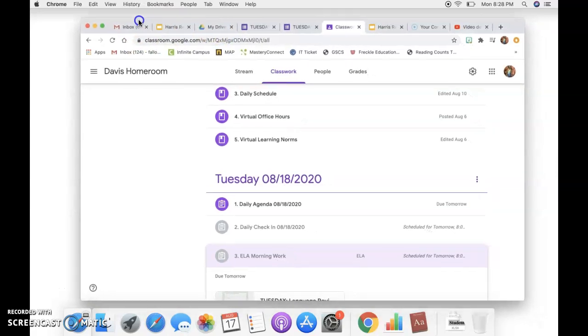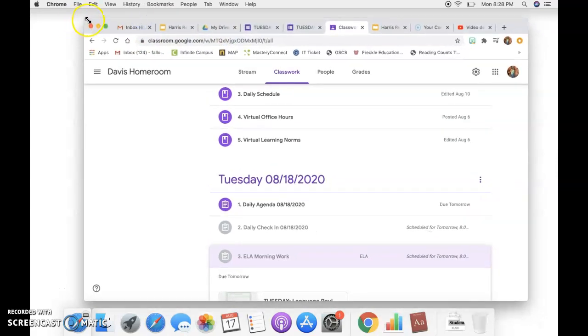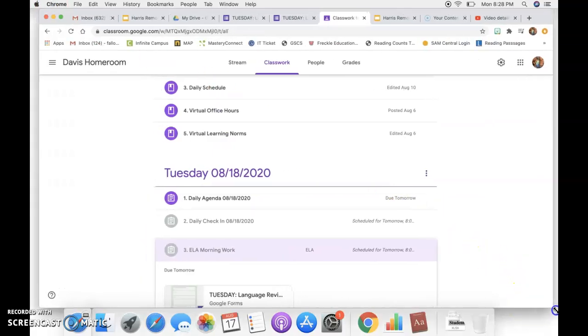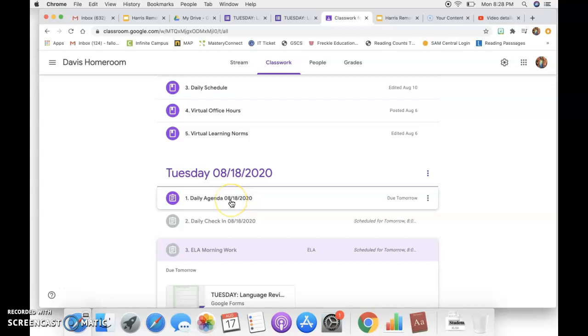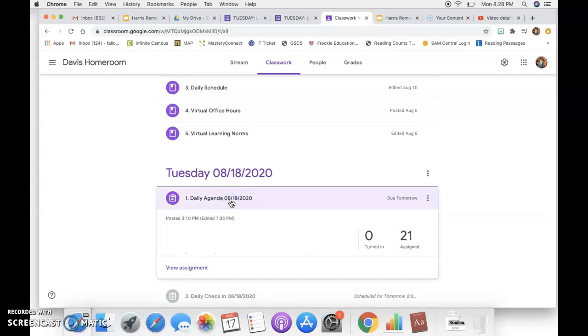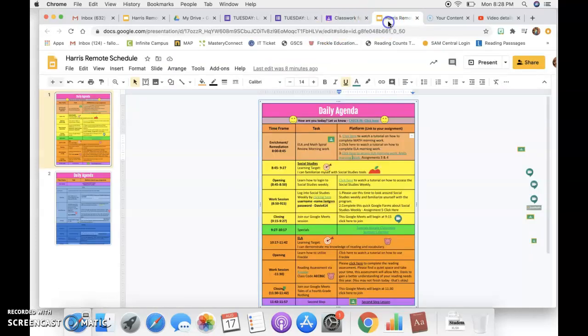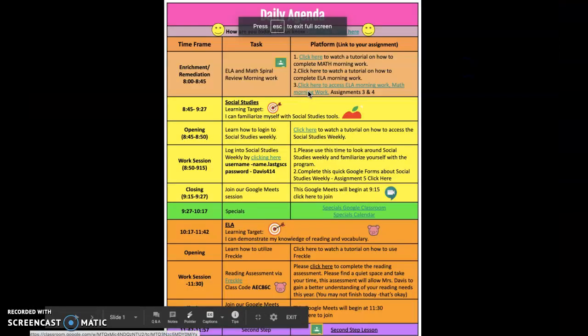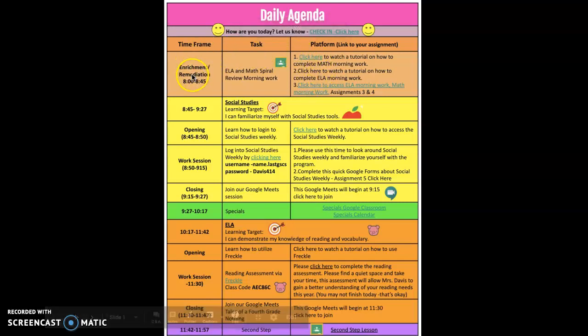Okay, today we're going to talk about how you complete your ELA morning work. First, you're going to go to your daily agenda. When your daily agenda opens, you're going to click Present Mode so that you can see it. And you are going to start right here in Enrichment and Remediation time, and you're going to click here for access to your ELA morning work.